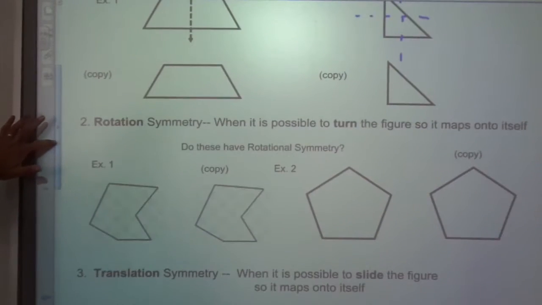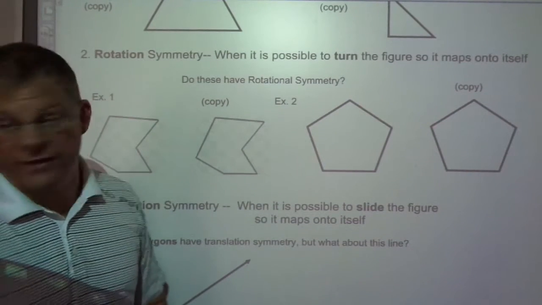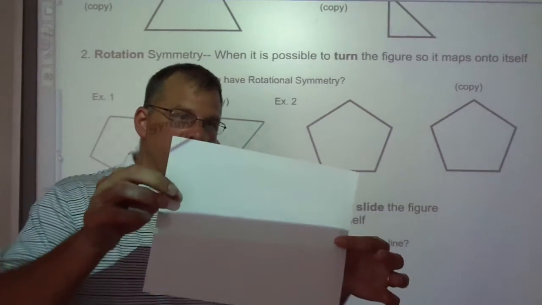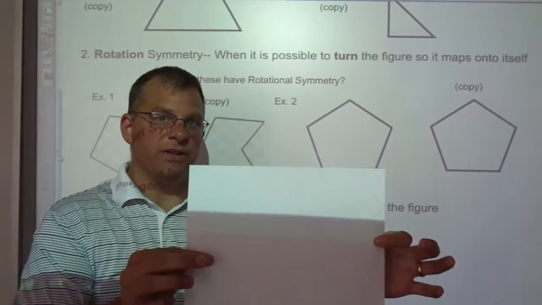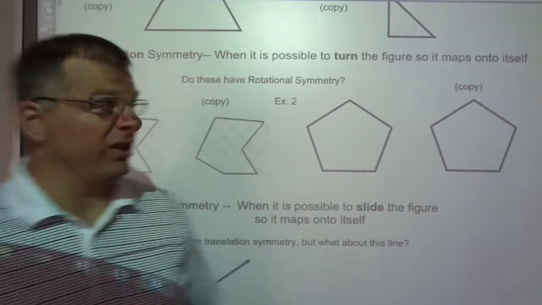The second kind of symmetry is rotation symmetry. And that's when it is possible to turn the figure so that it maps upon itself. So same thing, let's go back to my paper. Here's my paper. If I turn it, and turn it, do I end up with the same thing I started with? Yes, so this has rotation symmetry.